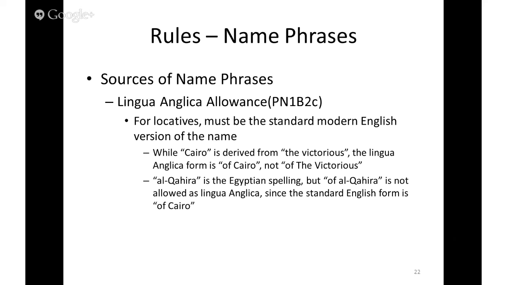So in Arabic it would be Al-Kahira, but most people again won't know what the heck Al-Kahira is. So if you want to be somebody from Cairo, you can say, well, Al-Kahira is a documentable name, so I'm just going to use the Lingua Anglica allowance to turn it into of Cairo. Now, you can't be of Al-Kahira, because that's not the standard English form. It's got to be of Cairo.